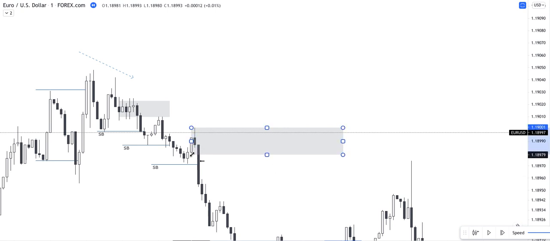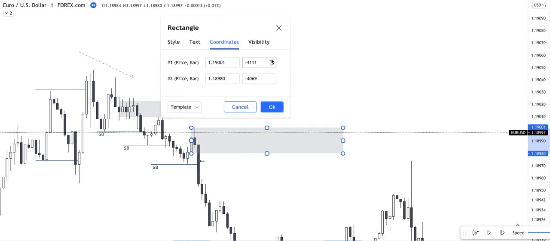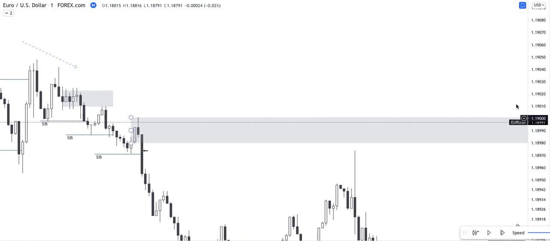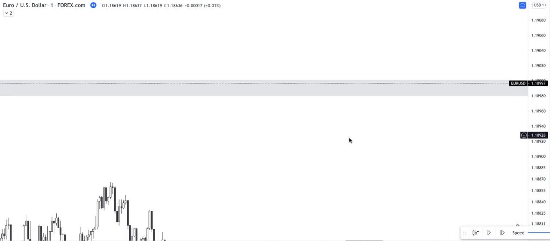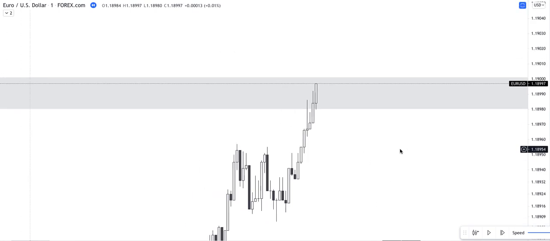We can even just take this whole zone like this, and let's just move this all the way to the left. So now let's look at price action in that area. Okay, now we're back into that area.